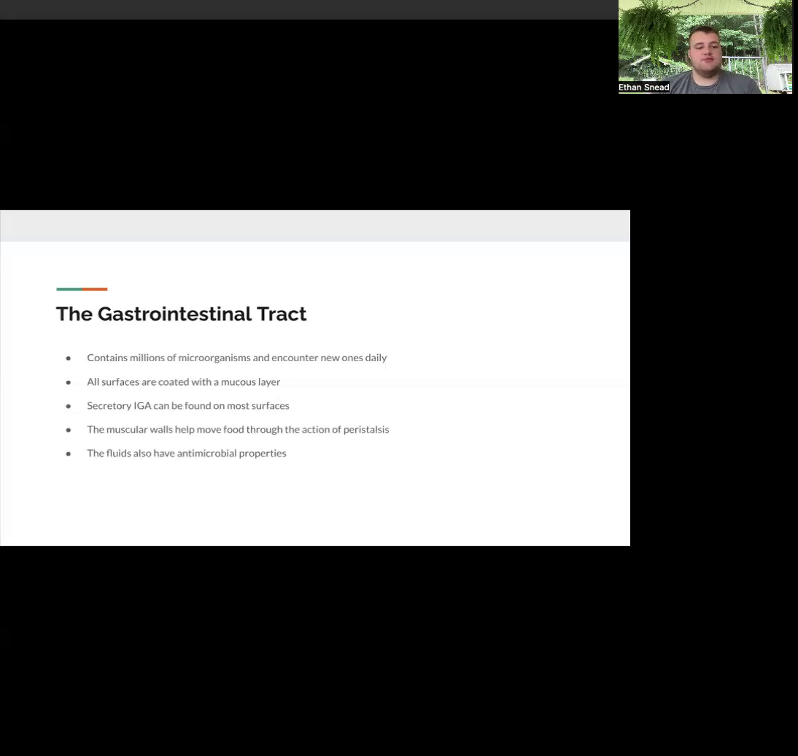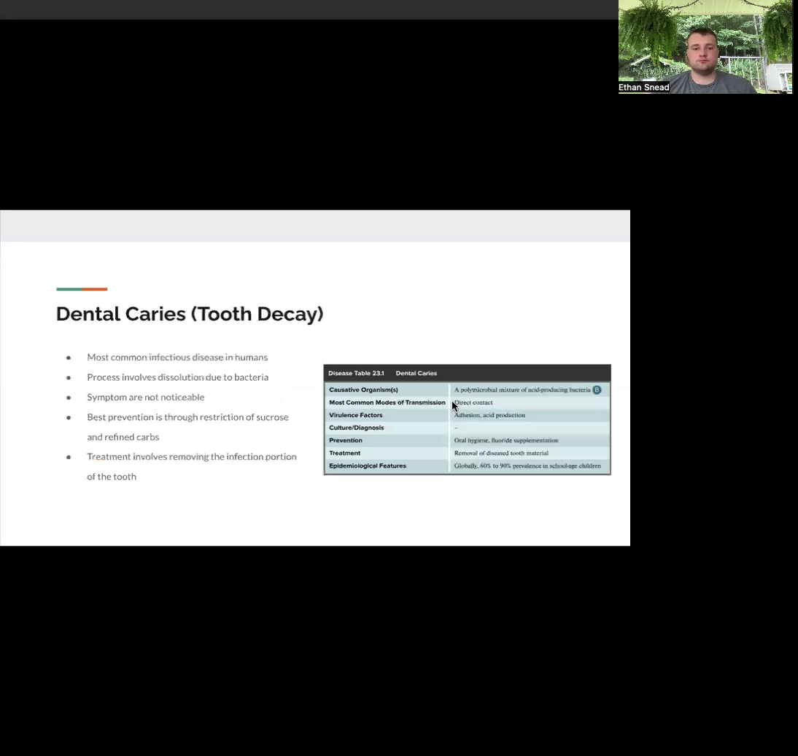And this can be fluids such as saliva, which contains the proteins lysozyme and lactoferrin, and the stomach fluid is also antimicrobial because of its extremely low pH, and bile is also antimicrobial as well.